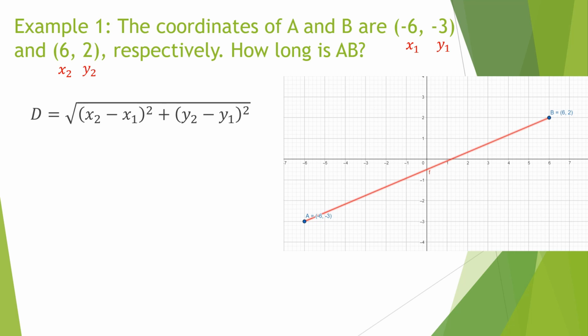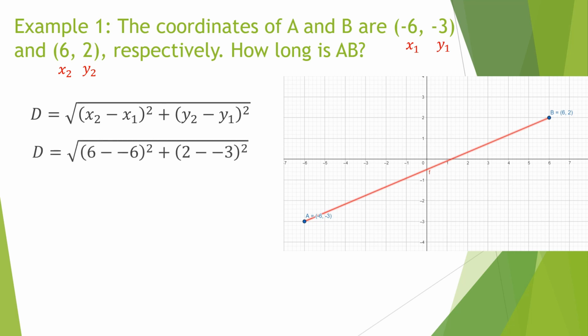Is it okay that you assign 6 and 2 as your x sub 1 and y sub 1? Yes, as long as they're always together. X sub 1 and y sub 1 are always together. You cannot have x sub 1 and y sub 2 together. So I decided that negative 6 and negative 3 are x sub 1 and y sub 1 respectively. That means the other point gives x sub 2 and y sub 2. So let's substitute in the formula.